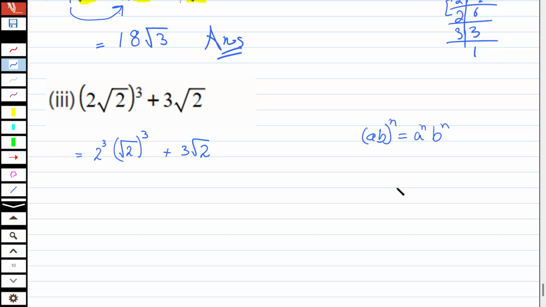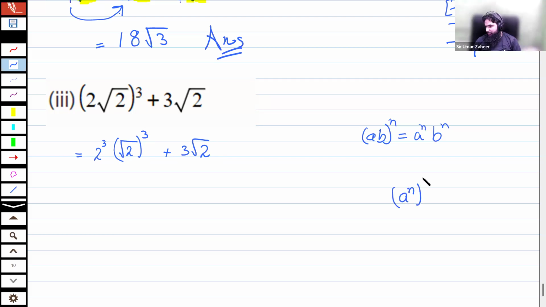All right. Now, I told you, for example, you have a number, there is a power, and there is a whole power. So the power on the power will be multiplied. It doesn't matter whether you have n into m or m into n, both are the same thing. So same as I'm going to do here, it will be square root 2. I will take the cube inside the bracket.